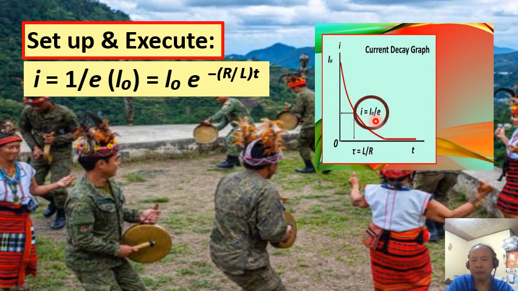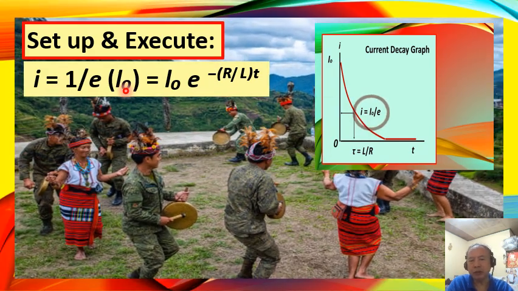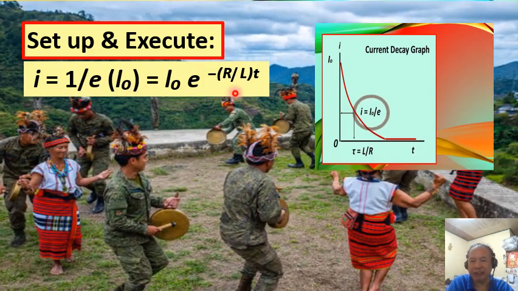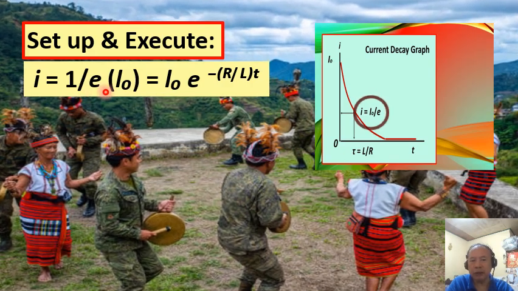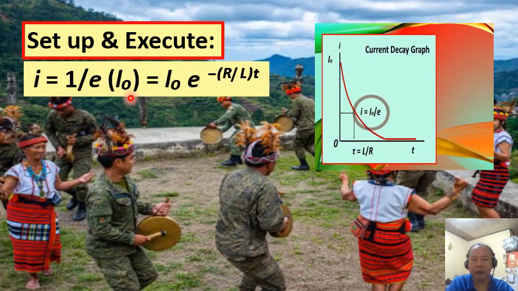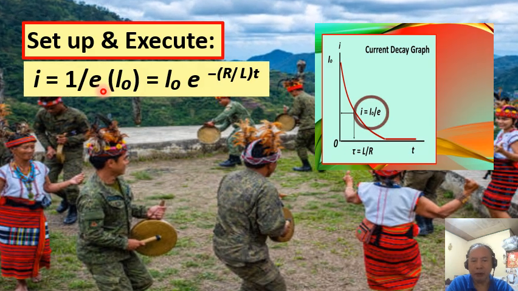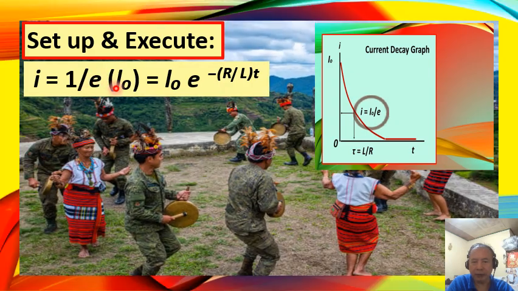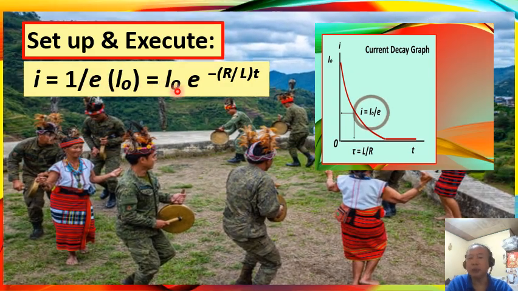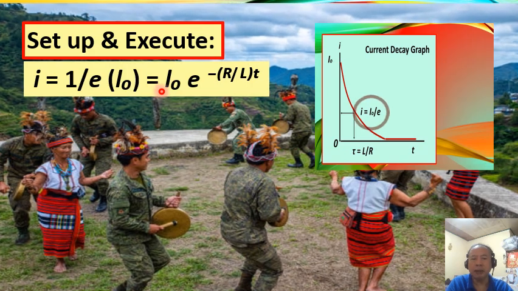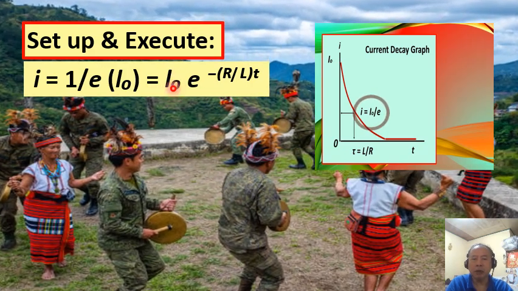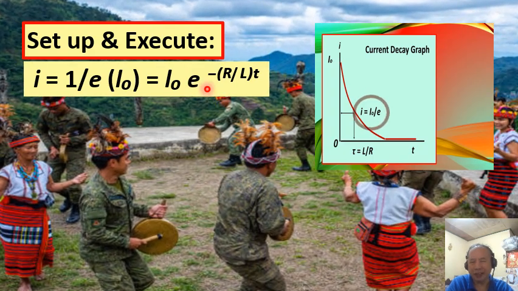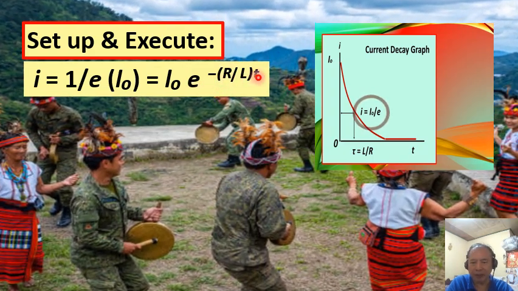And if we want to determine the amount of the instantaneous current, small letter I, at any given instant or time, we just use this formula. So the instantaneous current at any given time t is just equal to the amount of the original current, capital I naught, divided by Euler's number, or that is 1 over E times capital I naught, which can also be expressed as the product of capital I naught, sometimes called the steady state current, multiplied by the value of Euler's number raised to the negative R over L times T.